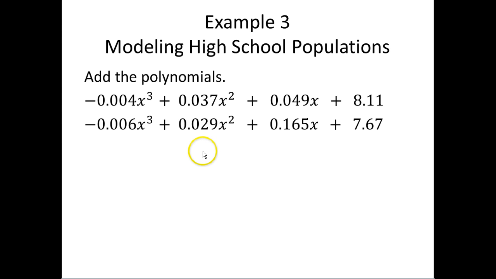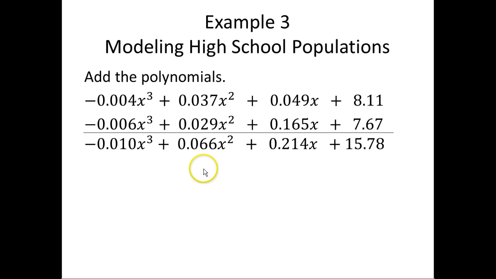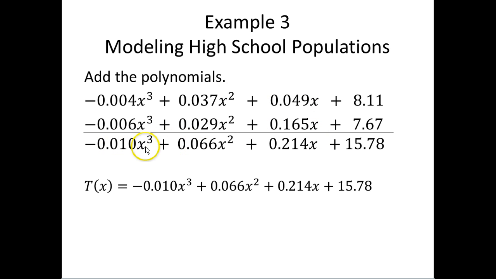So the first thing I'm going to do is add the polynomials up. Once again, as shown in examples 1 and 2, you need to line up the like terms and perform the addition to get your resulting polynomial. So this right here is our polynomial t of x.